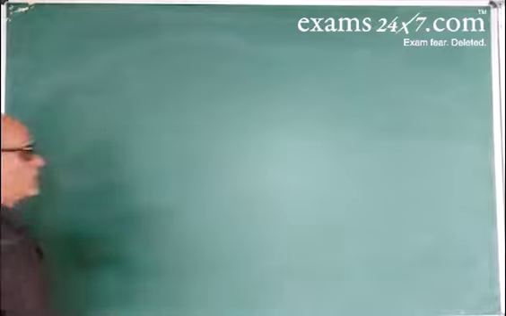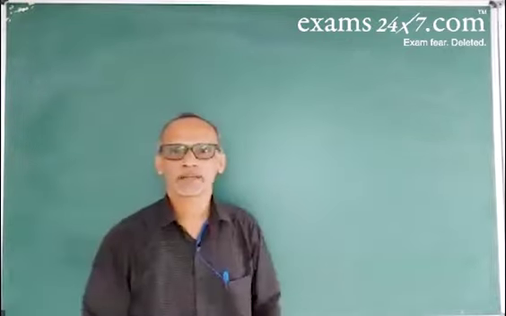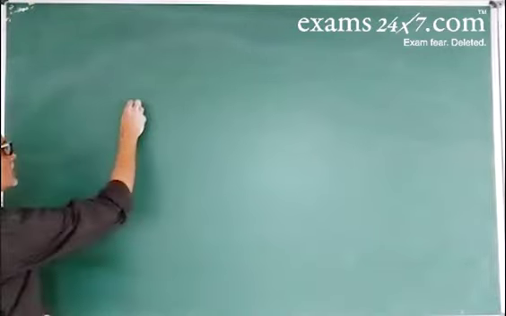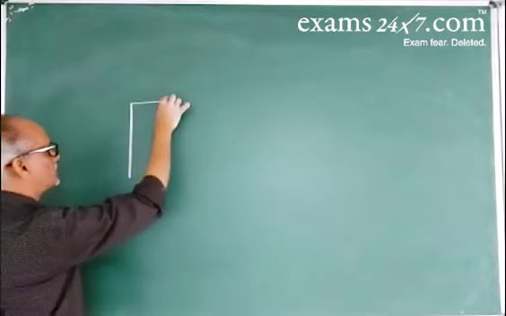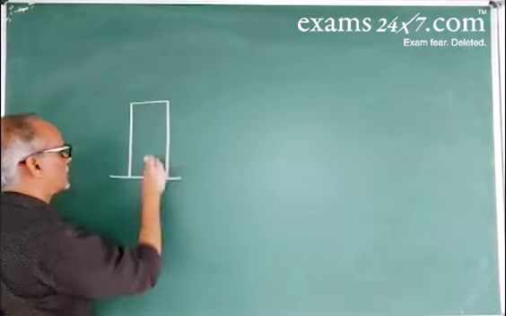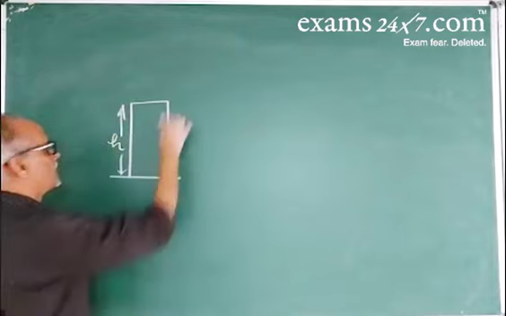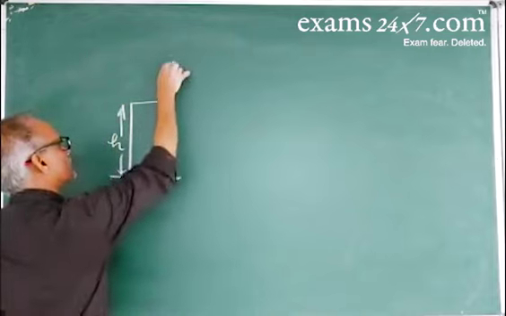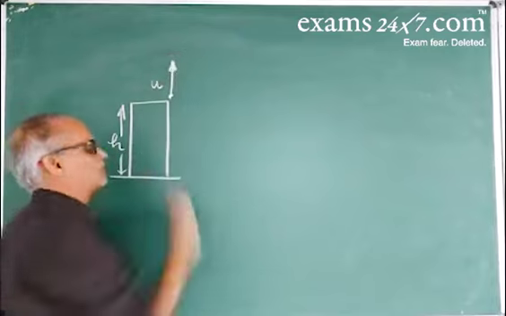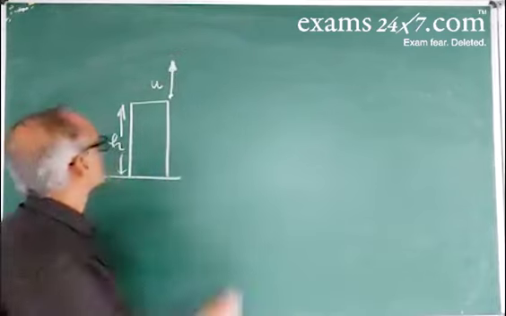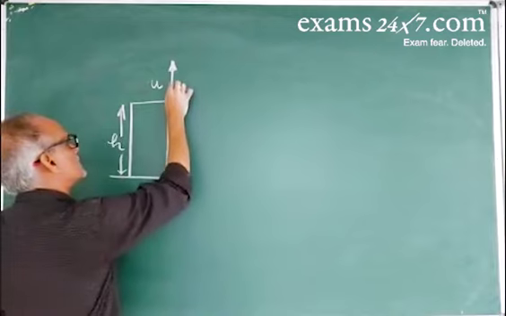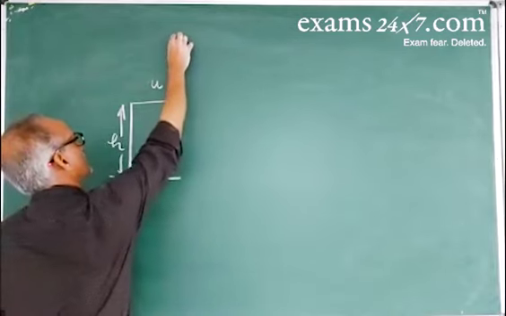So a few special cases under this I would like to explain. That is, consider a tower having height h, and if a body is thrown upward with a velocity u, it reaches a certain height, which I'm going to write.